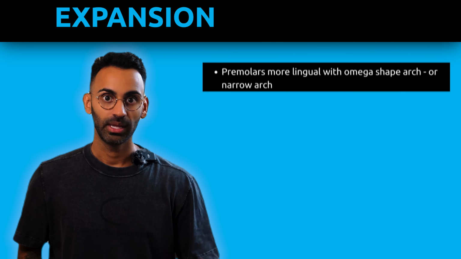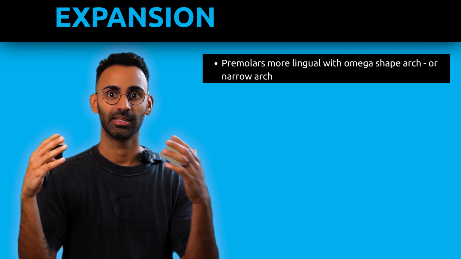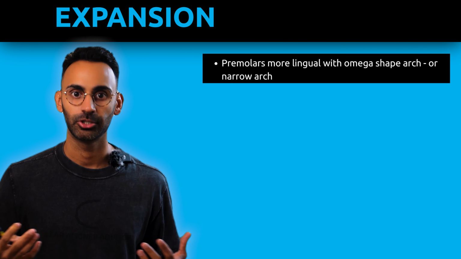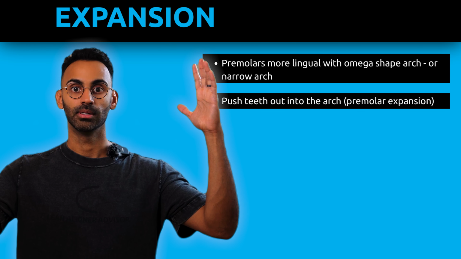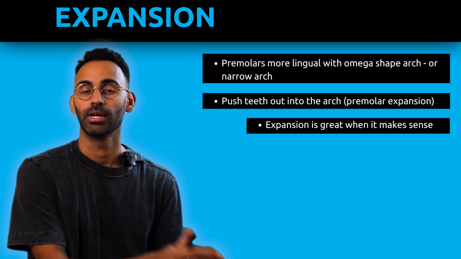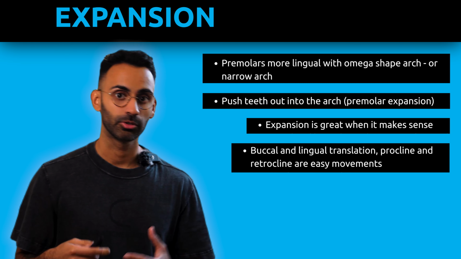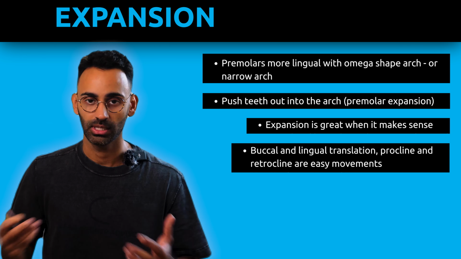And so a way to use this is if you have a case where premolars are going to be more lingual, or you've got like a V-shaped arch or an omega-shaped arch, something that's narrow, you would just take the teeth and you would push them out into the arch. That's premolar expansion. And premolar expansion is great when it makes sense, because buccal lingual translation is predictable along with proclination and retroclining. Those are all easy movements, right?